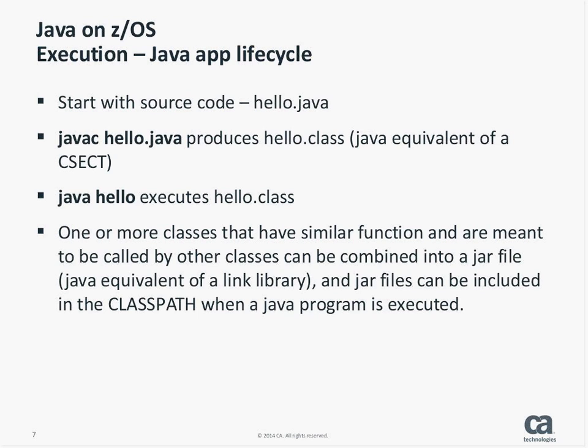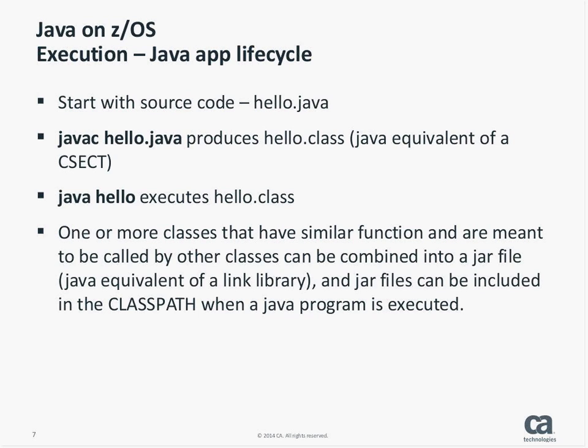So javac is the compiler, and java is the processor, the thing that actually executes the code that comes out of the compiler. If you have a bunch of classes that have similar function and are meant to be called by other classes, they can be combined into a jar file. A jar file is the equivalent of a link library in z/OS. The format of a jar file is a zip; it actually looks exactly the same as a zip file, but it contains class files. It can contain various other resources.